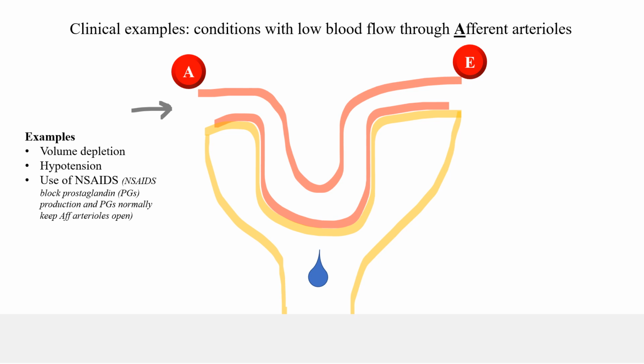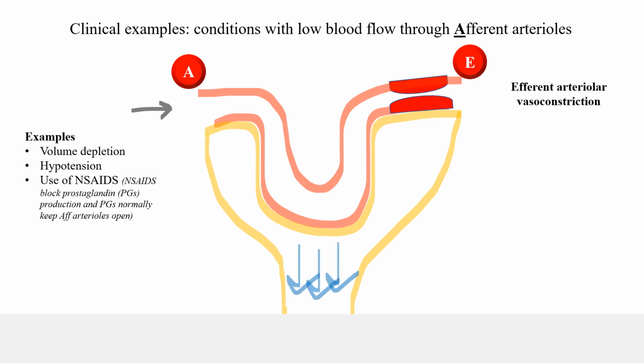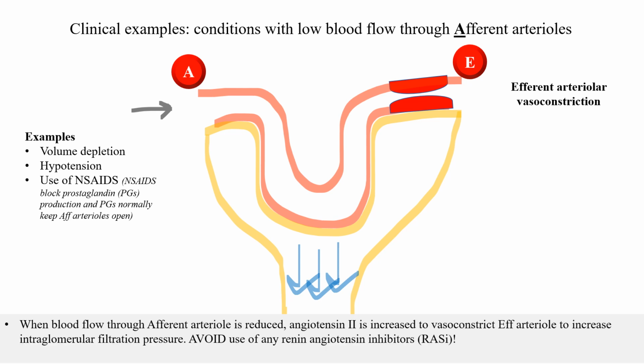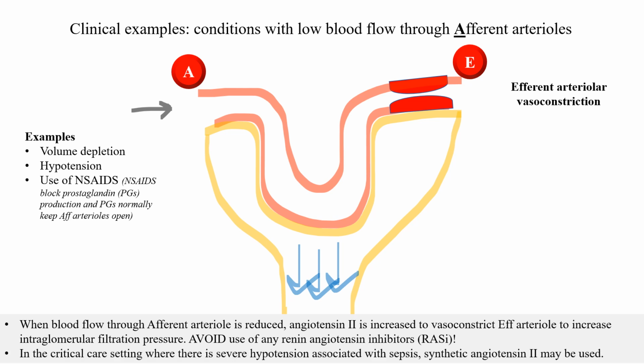When blood flow through afferent arteriole is reduced, angiotensin II is increased to vasoconstrict efferent arteriole to restore intraglomerular filtration pressure, thus glomerular filtration. Because of the angiotensin II protective effect in these conditions, the use of any inhibitor of the renin-angiotensin system is avoided. In fact, in the critical care setting, when there is severe hypotension associated with sepsis, synthetic angiotensin II may be used.